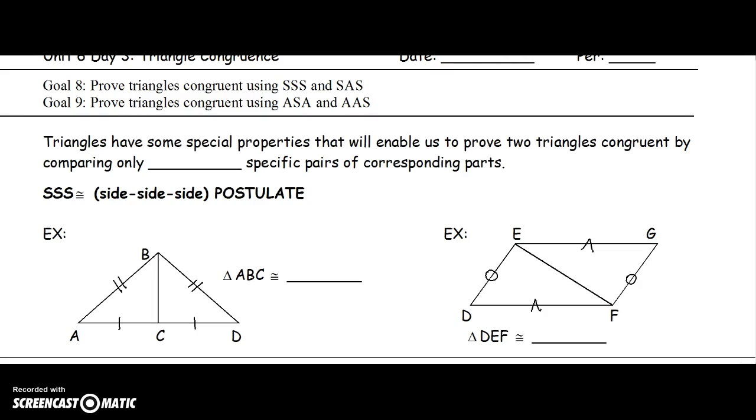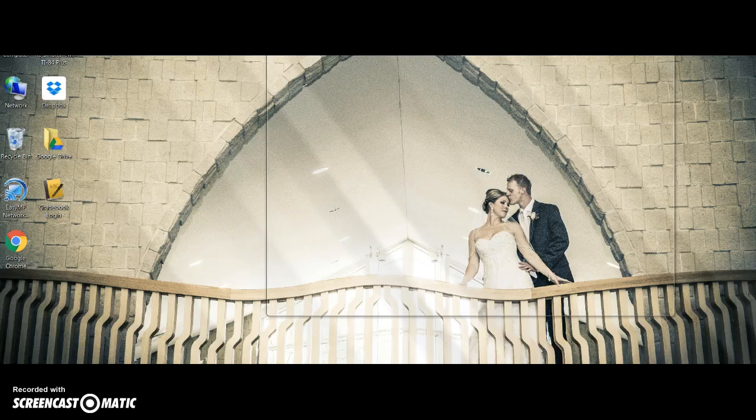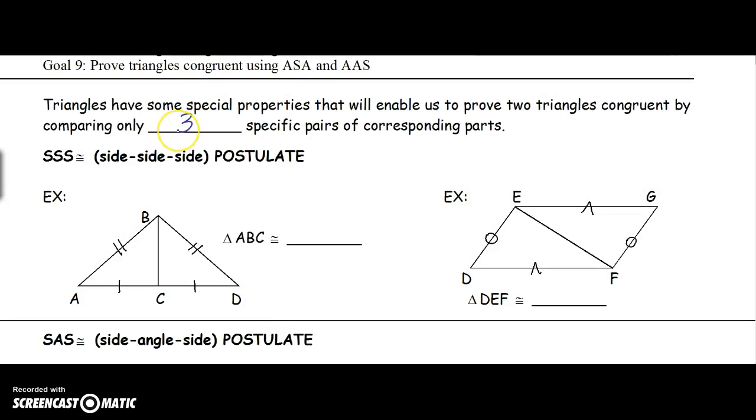The goal of this lesson is to learn how to prove triangles congruent. And there are some special properties that will enable us to prove two triangles congruent by only comparing three specific pairs of corresponding parts. The first one we're going to look at is side, side, side.